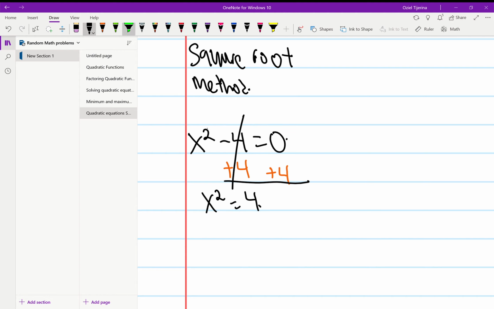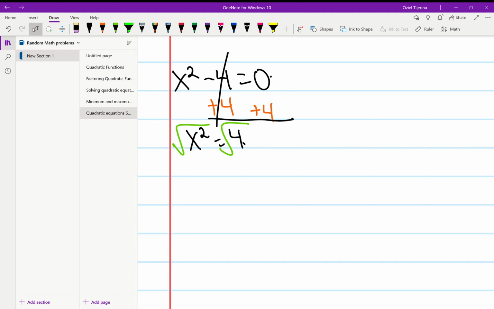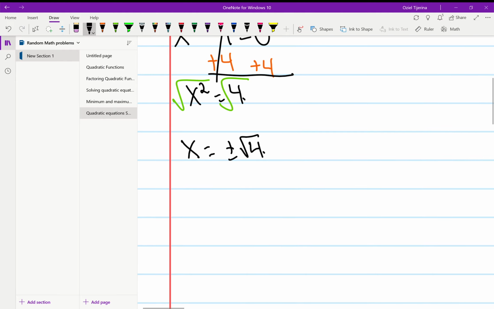And now what you're going to do is you're going to go ahead and take the square root of both sides. Remember that when you take the square root of a number, you have to include the positive and negative of the square root of that number. So here we have x equals plus or minus the square root of 4. And the square root of 4 we all know is 2. So x equals plus or minus 2. So your answers are going to be x equals 2 and x equals negative 2.